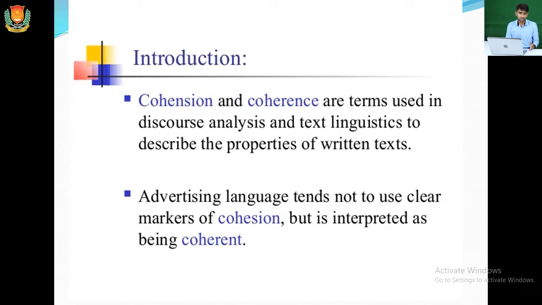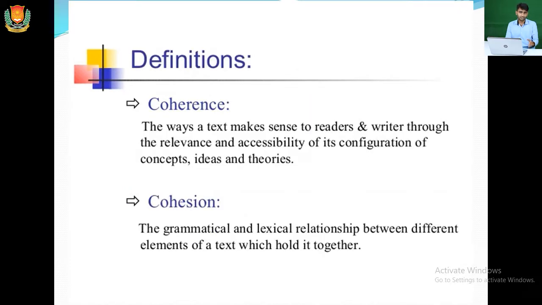If I talk about definitions of coherence and cohesion: coherence has a broader prospect, and cohesion has a limited prospect. How it works, I'll discuss in the coming slides. Through the definitions, coherence is the way a text makes sense to readers and writers, through the relevance and accessibility of its configuration of concepts, ideas, and theories. Cohesion is the grammatical and lexical relationship between different elements of a text which hold it together.